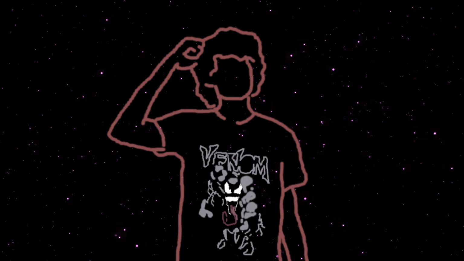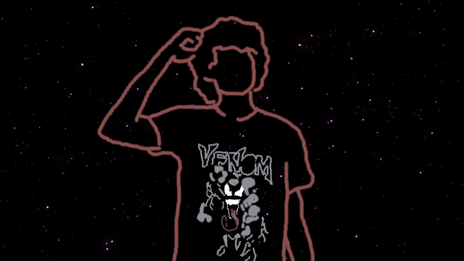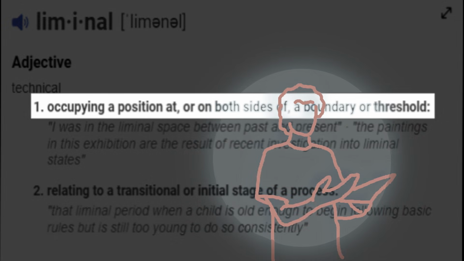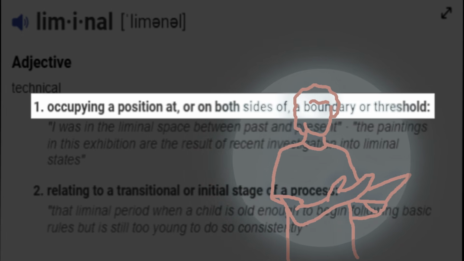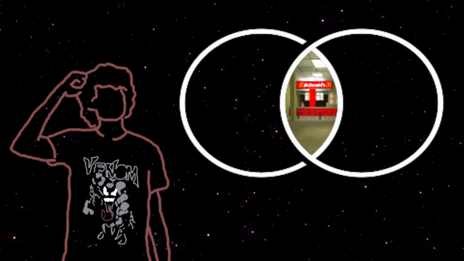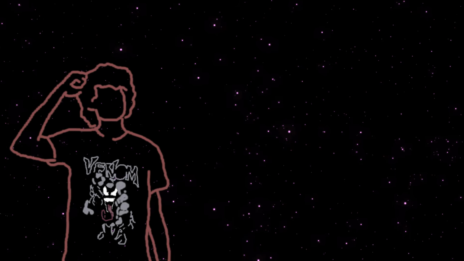But what if we apply the actual definition of something being liminal to a liminal space? This is the Google definition of liminal. Occupying a position at or on both sides of a boundary or threshold. That can basically be summed up as the point between destination A and B, while at the same time provoking some kind of discomfort. So how do you display this in a picture?